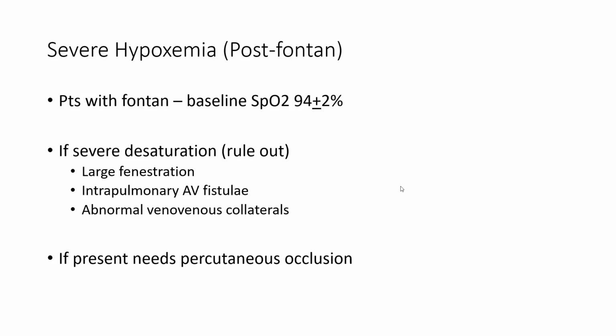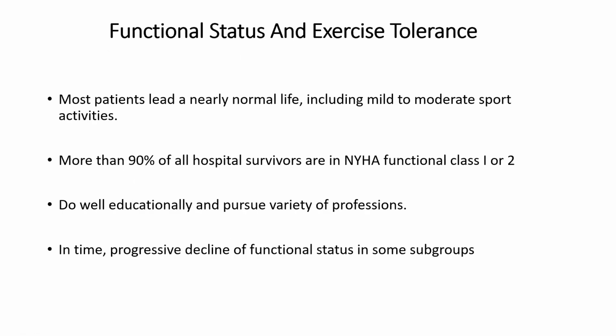Functional status and exercise tolerance. Most patients lead a nearly normal life, including mild to moderate sport activity also. More than 90% of hospital survivors are in NYHA class 1 and 2. They do well educationally and pursue a good profession also. As time progresses, there might be a decline in functional status in some subgroups.